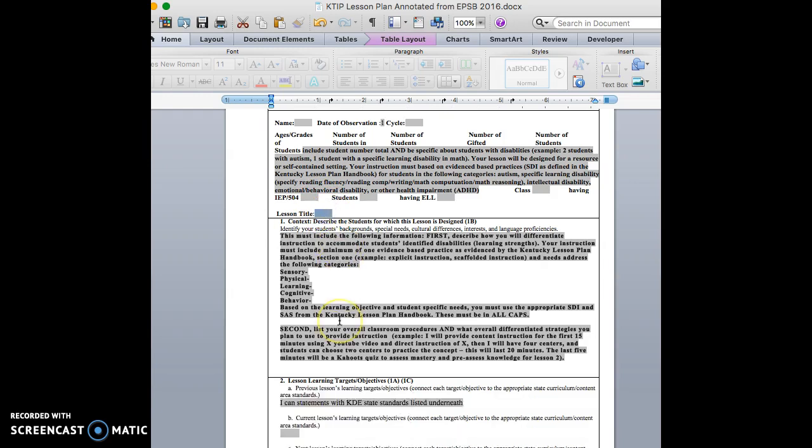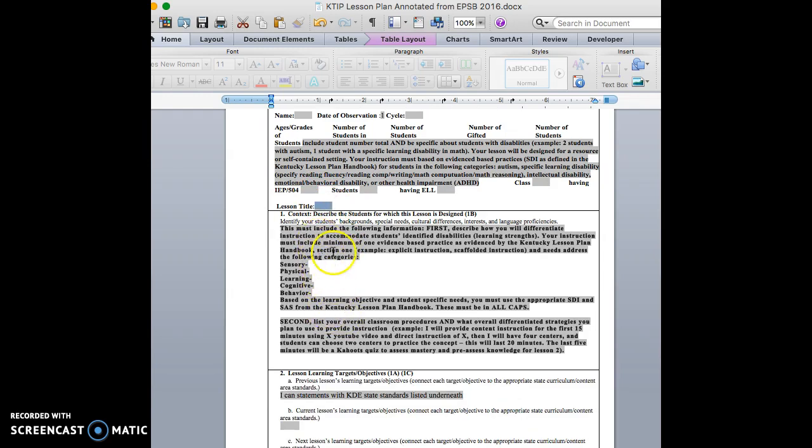whatever you're titling this lesson. You're going to complete the context section. So this is going to include some specific background that describes your students and their identified disabilities. So we're going to think both about learning strengths and about learning needs. And each lesson has to have at least one evidence-based practice that's in that Kentucky Lesson Plan Handbook. So we're looking at explicit instruction, scaffolded instruction, all the things that are in that first part of the book.